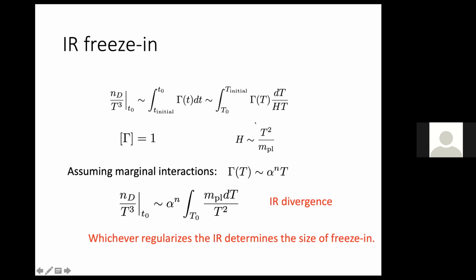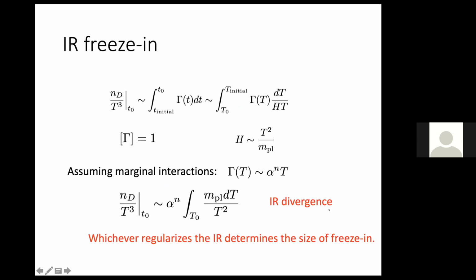If the theory is a marginal theory, that means there are no important energy scales in the theory. Then in the thermal bath, the only important scale is the temperature. So gamma can be written as alpha to some power, the coupling to some power, times the temperature, just from dimensional analysis. Then we can put this gamma and this H into this integral, and once we do it, we can see that this integral is actually IR divergent.